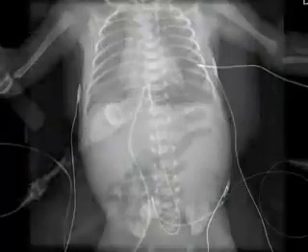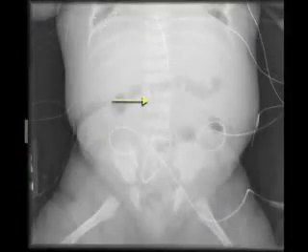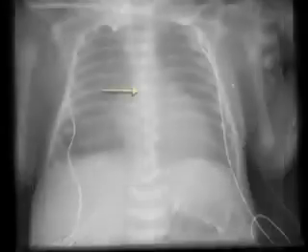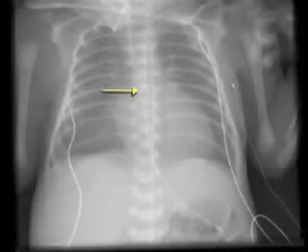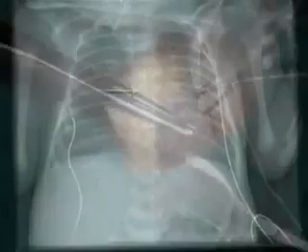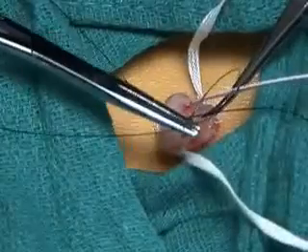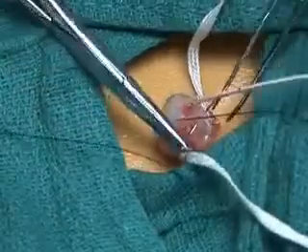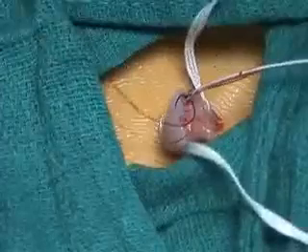Confirm placement with radiography or an ultrasound image. A low-lying catheter should be at lumbar vertebra 3 to 4. High-lying catheters should be at thoracic vertebrae 6 to 9. Secure the catheter with a purse string suture. Avoid puncturing the catheter, the vessels, or the skin.